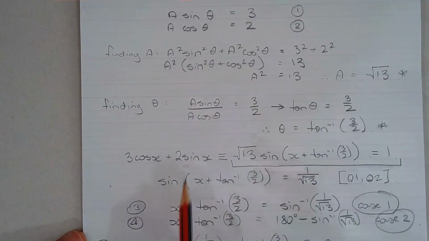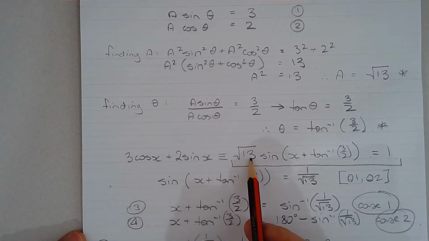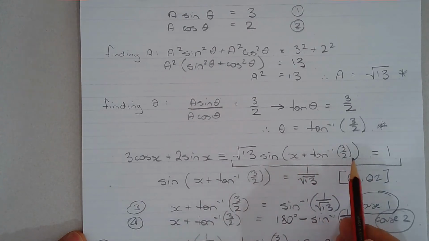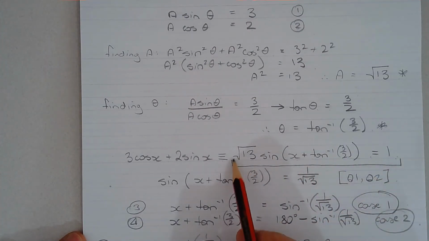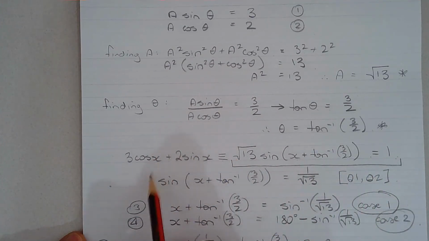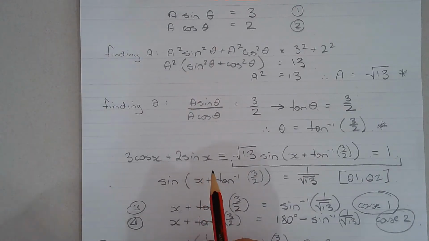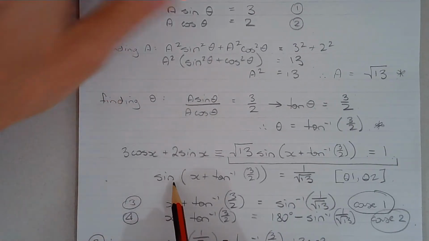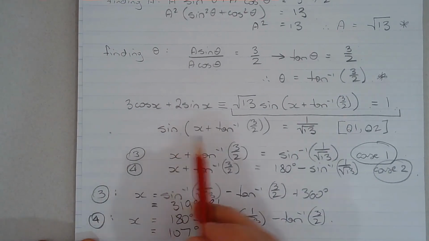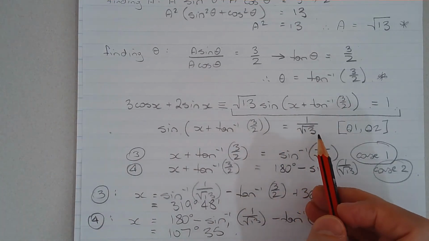So what we end up with is 3 cos x plus 2 sin x is equivalent to the square root of 13 times sine of x plus inverse tan 3 on 2 is equal to 1. So we're only focusing on this equation here. We're not worrying about the 3 cos x plus 2 sin x, since we've converted it into a different form. So we end up with sine x plus inverse tan 3 on 2 is equal to 1 on root 13.